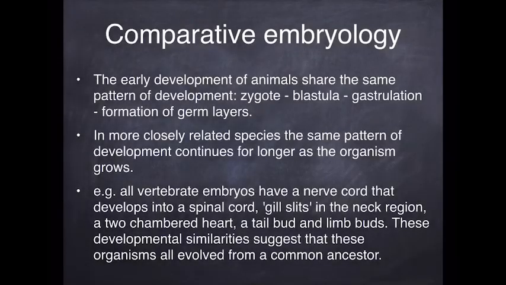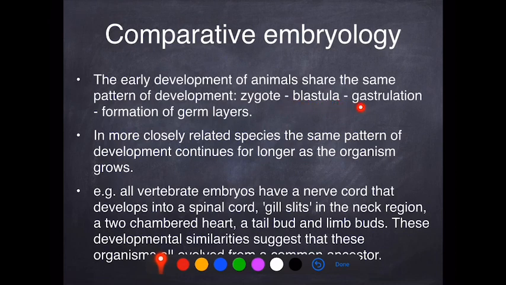The last evidence that we have for evolution is what is called comparative embryology. Embryology referring to the development of the embryo. The development of the embryo, you start off with a zygote. As that zygote divides through mitosis, you end up with that hollow ball of cells called a blastula. That blastula then folds in on itself, which we call gastrulation, which is what gives us the germ layers.